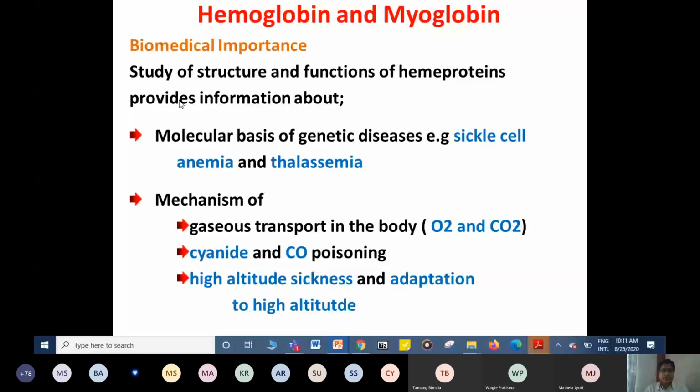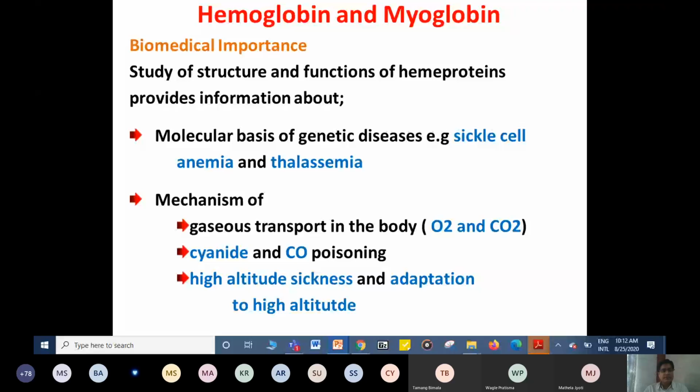Study of the structure and function of heme proteins provides information about the molecular basis of diseases like sickle cell anemia and thalassemia, which are related to hemoglobin. We will study in detail each of these disorders in our next class. But today we have to understand that before going into sickle cell anemia and thalassemia, we have to know about the structure of these molecules. Only after knowing the structure can we better explain sickle cell anemia and thalassemia.